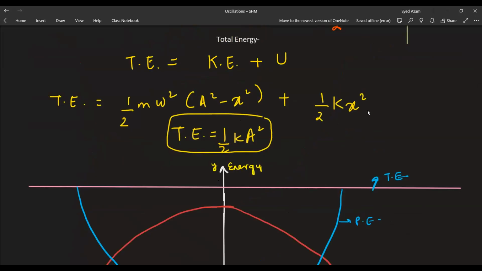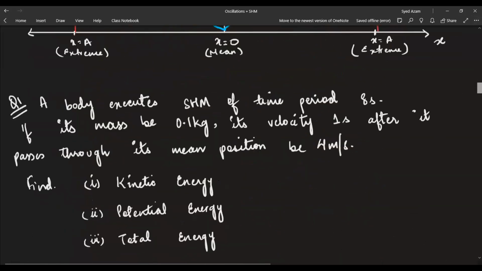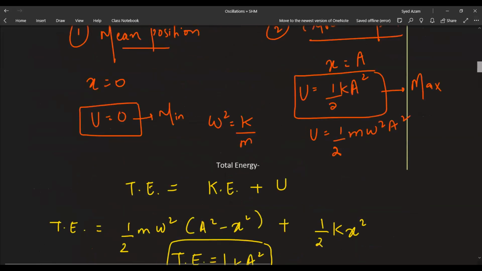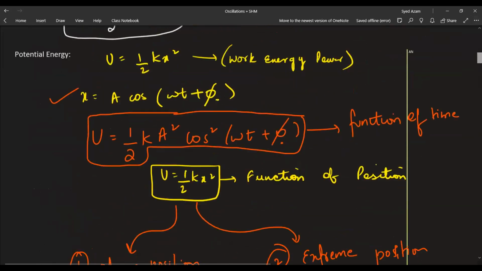x determines your mean or extreme. Right now there is no x, so it will be half kA square only. Write it, then we'll see a question based on this. Write it from here, potential energy.